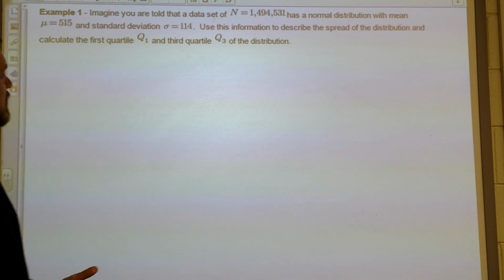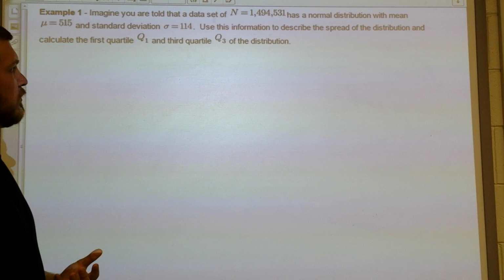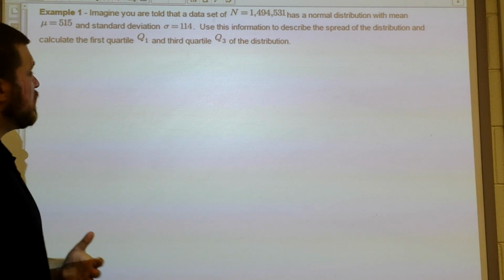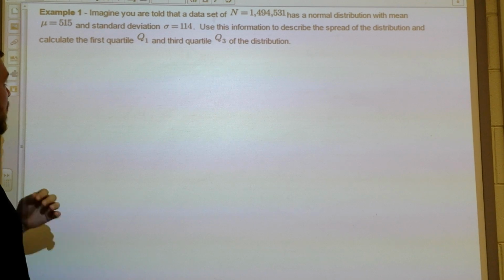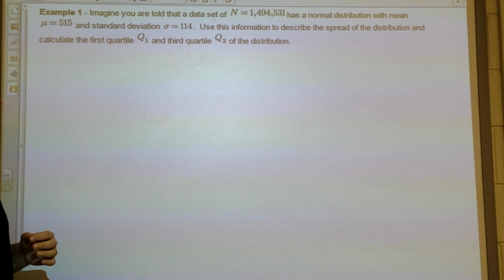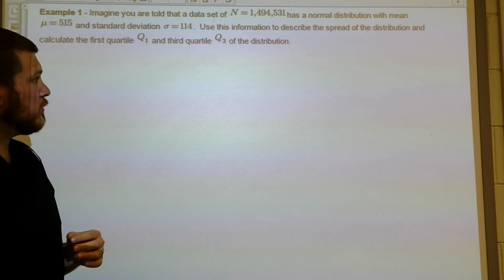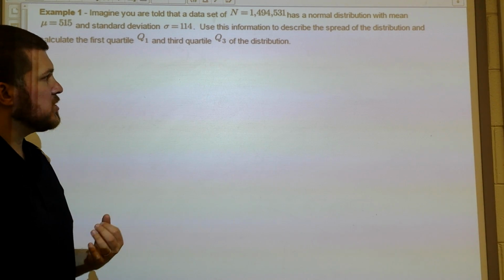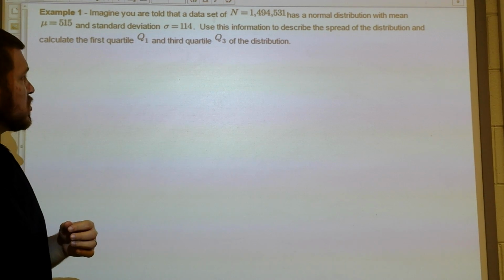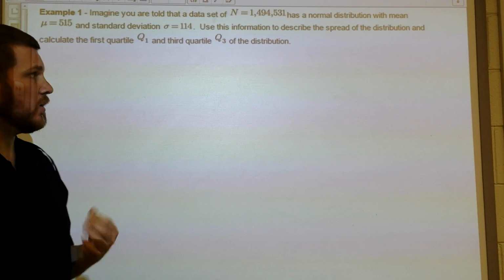So here in this example, we're told that we have a data set of 1,494,531 people in this normal distribution, and that distribution has a mean value of 515 and a standard deviation value of 114. We're going to use this information to describe the spread of the distribution and to calculate the first quartile and the third quartile of the distribution.